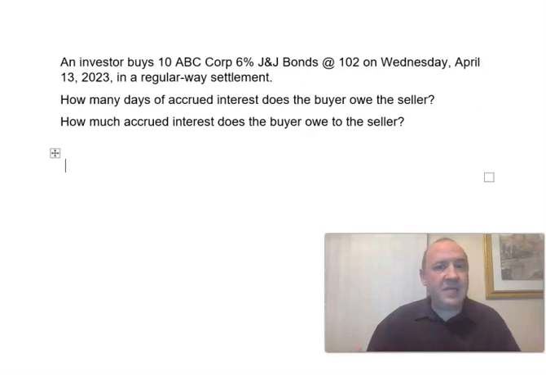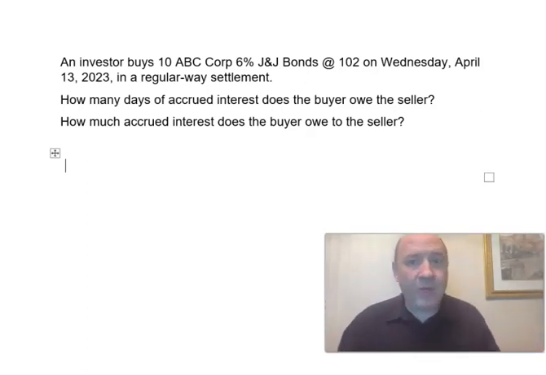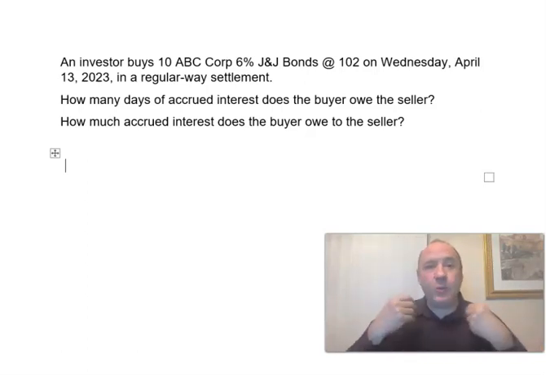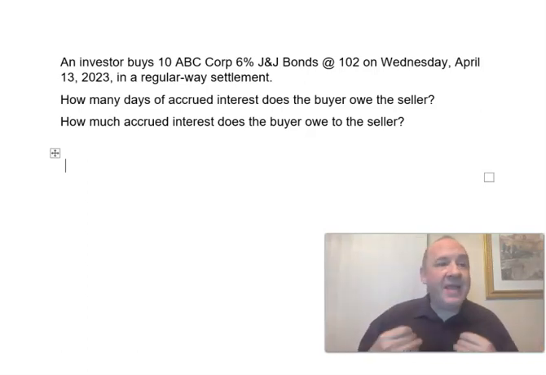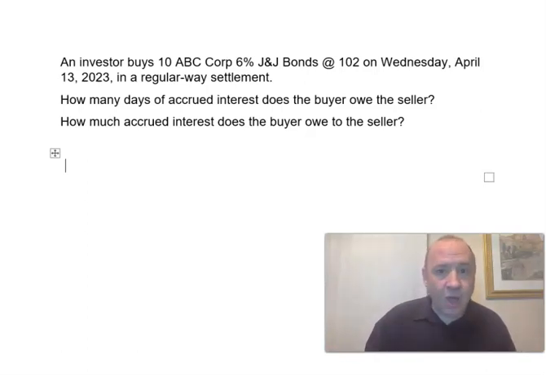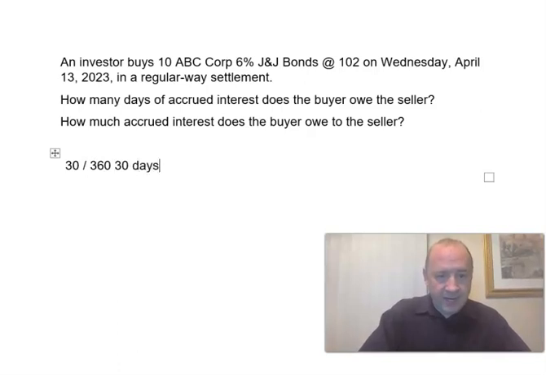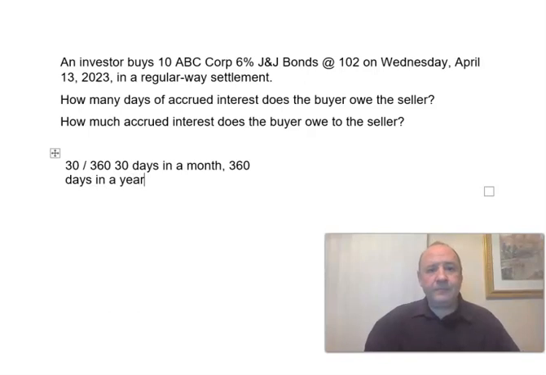So how many days of accrued interest does the buyer owe the seller? Now, the way we do the math with corporate securities is we assume that every month is 30 days long, and there are 360 days in a year. They call that the 30/360 method. That means there are 30 days in a month, and 360 days in a year. So how many days of accrued interest is that?